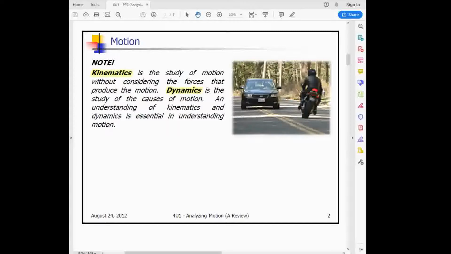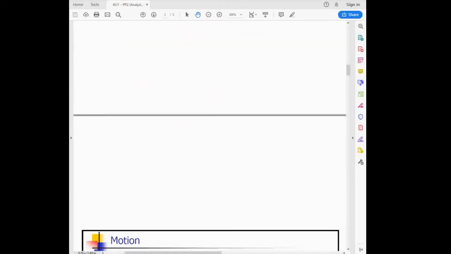Now in grade 11, you would have studied kinematics. We didn't talk about the forces causing the motion. In this course, we study dynamics. So you need to understand kinematics before you delve into dynamics, and that's why a lot of this will be review for you. But as we move on, you'll start to see that there's a bit more to motion than just the kinematics you learned in grade 11.